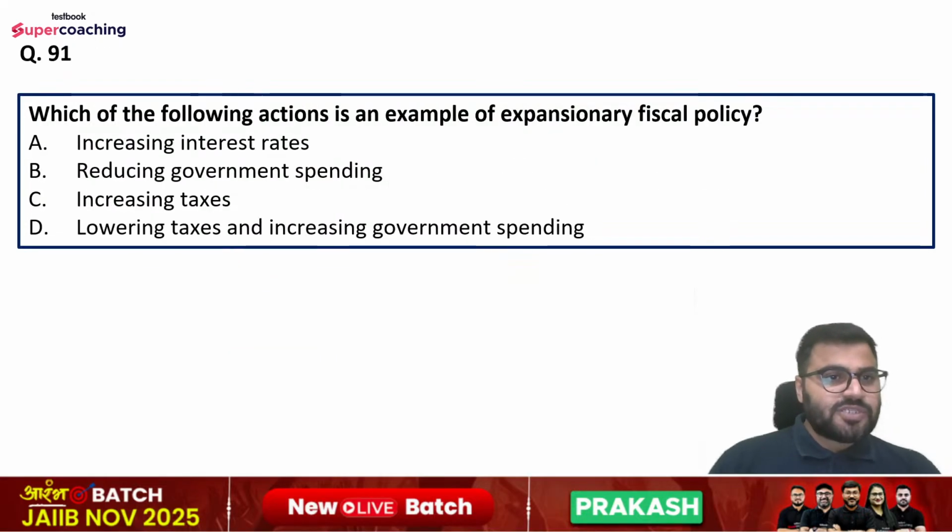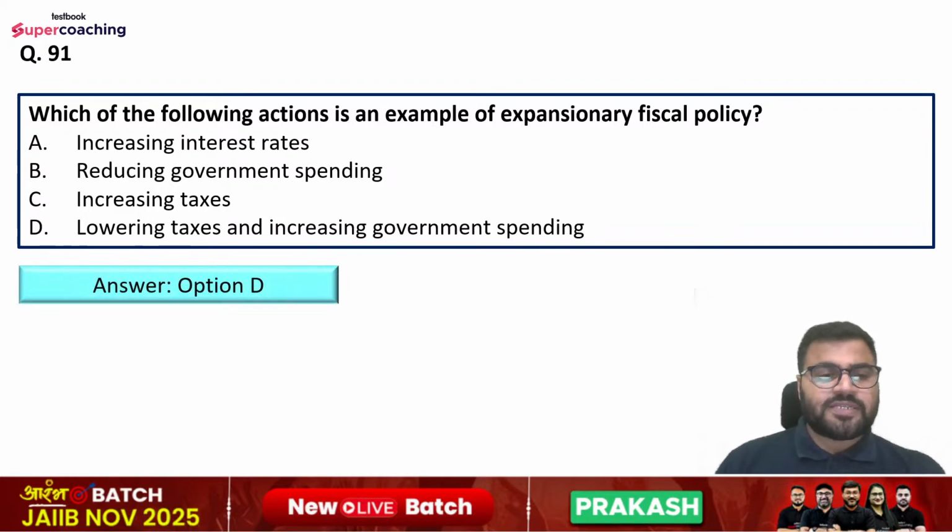Now the last 10 questions, guys. Question number 91, which of the following actions is an example of expansionary fiscal policy? Options are increasing interest rates, reducing government spending, increasing taxes, lowering taxes, and increasing government spending. So right answer is option number D.